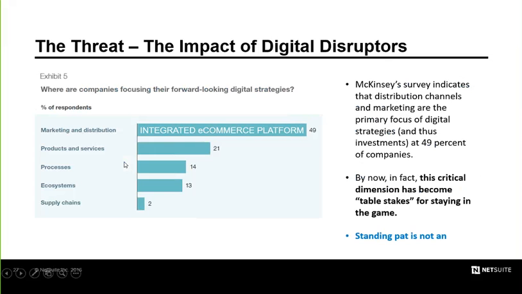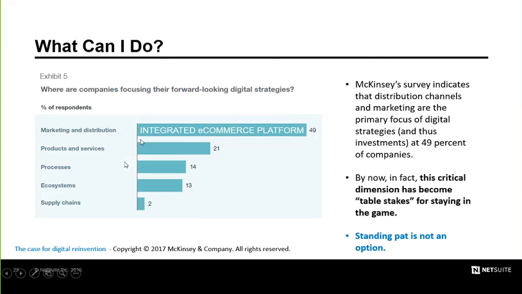So there is a huge shift happening in terms of what you can do. Companies are really looking forward to digital strategies and focusing on them. McKinsey did a survey on distribution channels, and the primary focus is on marketing and distribution. We look at that as an integrated e-commerce platform, and almost 49% of companies are focusing on this top area here.